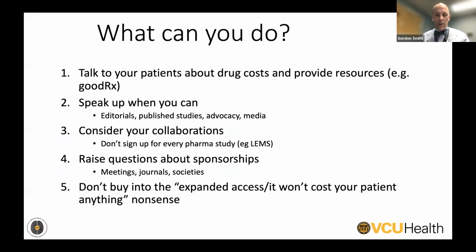If it's an expensive drug, you need to find out whether your patient's going to even be able to fill it, which is hard because we don't know what the co-pays are, but at least have that conversation so that they can let you know, I can't afford this, so you can think about a different strategy. Provide resources, GoodRx.